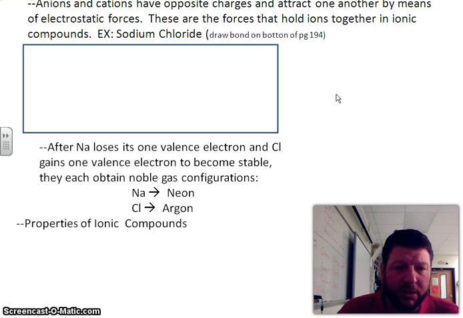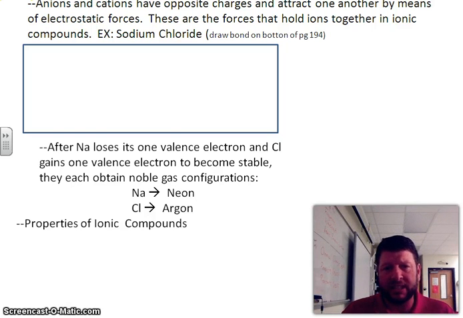As you can see in the box that you have drawn, after Na loses its 1 valence electron and chlorine gains 1 valence electron to become stable, they will each obtain noble gas configurations, which is a stable octet. Na will achieve the same electron configuration as neon, because it loses its 1 electron.